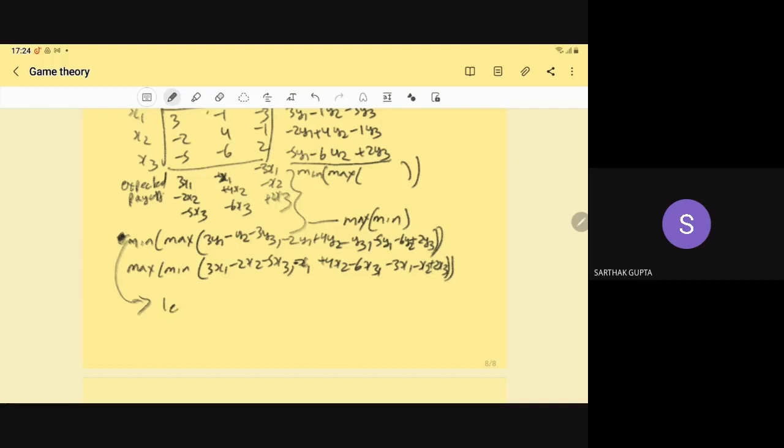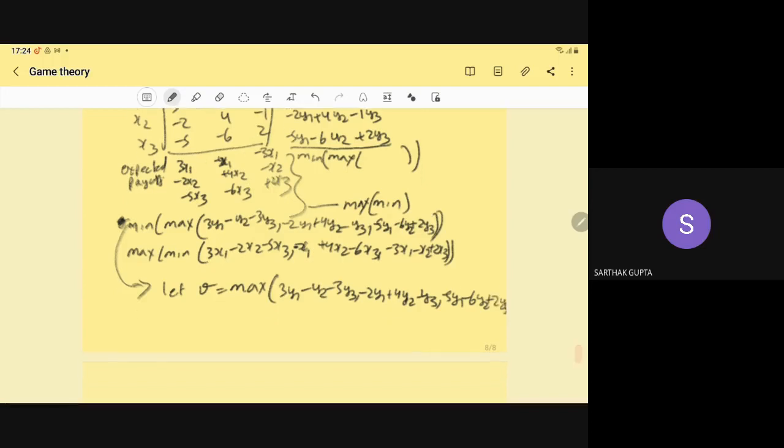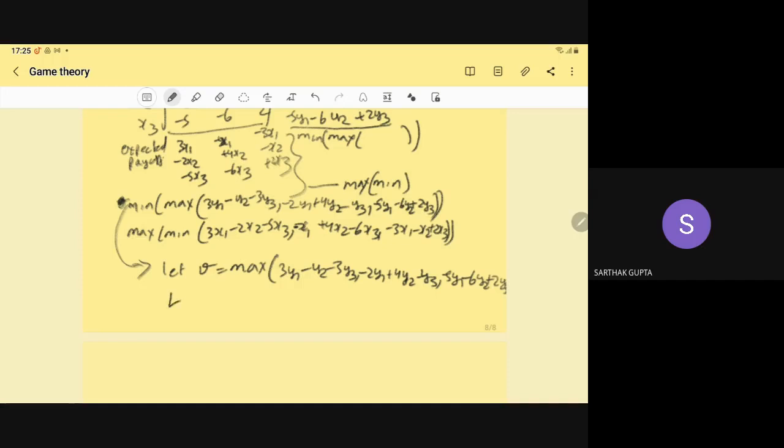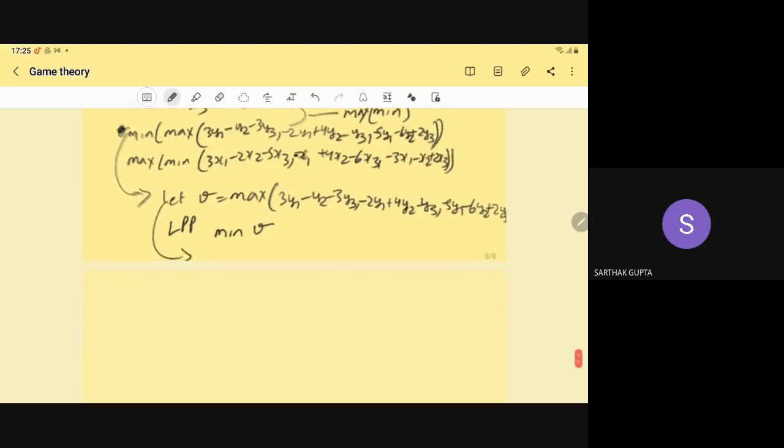So let's say v is equal to the max of 3y1 minus y2 minus 3y3, minus 2y1 plus 4y2 minus y3, and minus 5y1 minus 6y2 plus 2y3, 2 by 3, right? So the problem will become a linear LPP: minimum of v. And from here, what is the result we have? What is v?